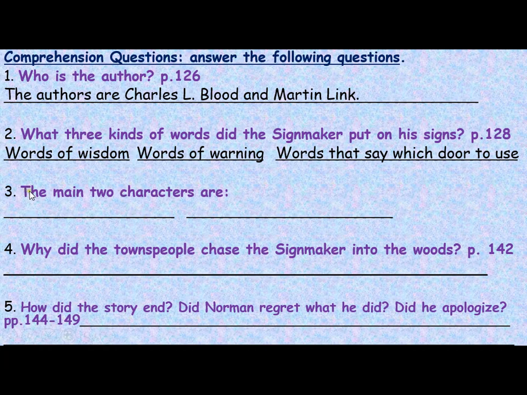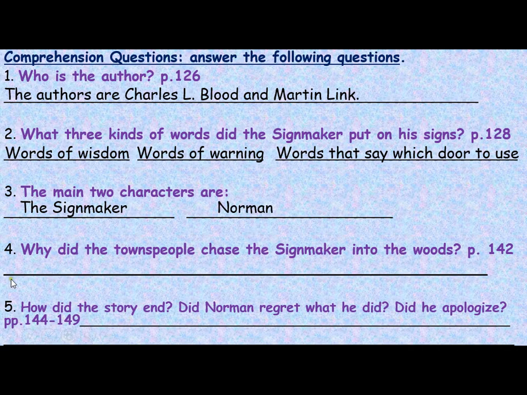Number 3. The main 2 characters are... What are the main characters? The first one is the person who makes the signs. What is he called? The sign maker. And the boy who was his assistant. What was he called? Do you remember? Norman. He was called Norman.